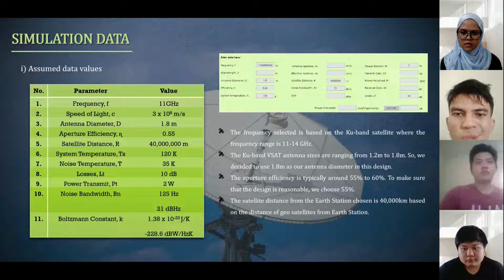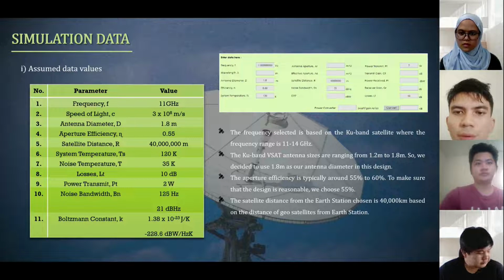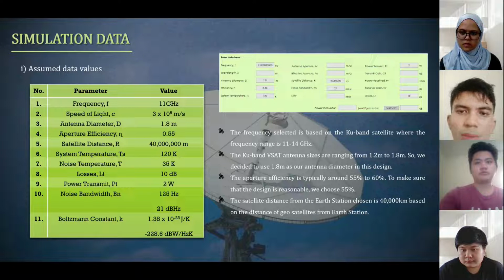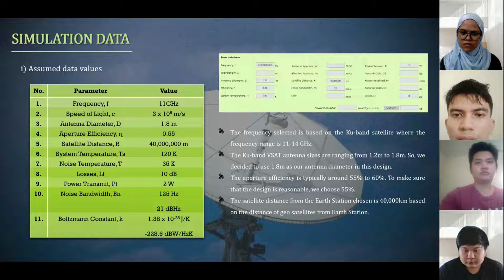For the frequency, we use the Q-band model satellite, because it has a frequency range between 11 and 14 gigahertz. For the Q-band, the antenna diameter is 1.2 meters to 1.8 meters. The aperture efficiency is also suitable, at around 55% to 60%. To make sure the design is reasonable, we choose 55%. The satellite distance from Earth is also not too far, which is 40,000 kilometers. So next.